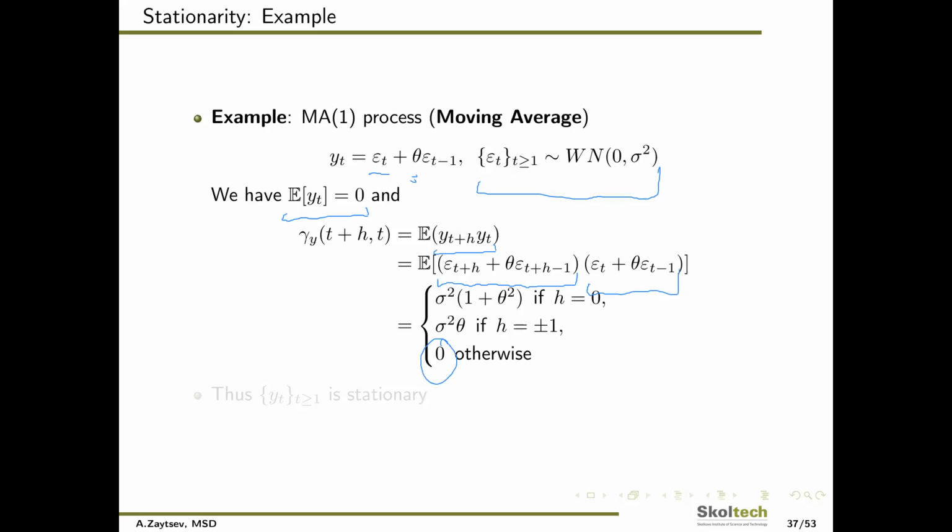But the more interesting case is if they're not far away. If h is plus minus 1, then we have two terms that intersect, one with the coefficient theta and one without any coefficient. So if we calculate the mean value of theta times epsilon squared, we have theta sigma squared. And this is what we get here.